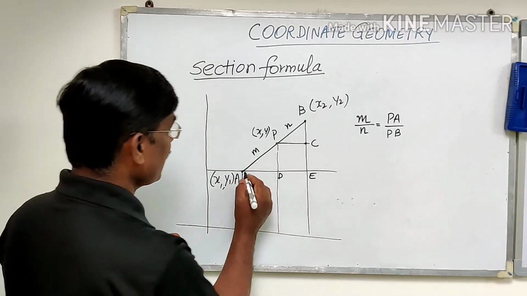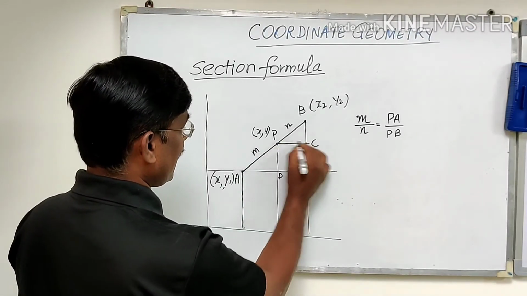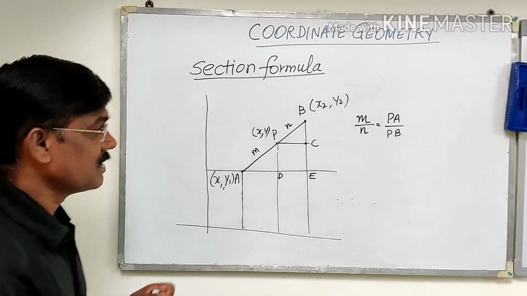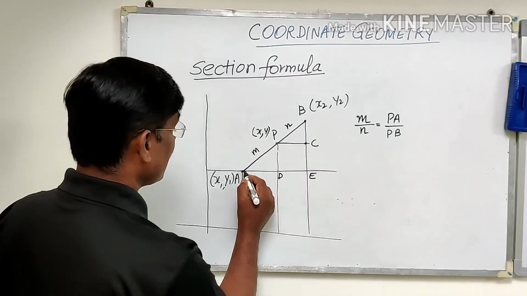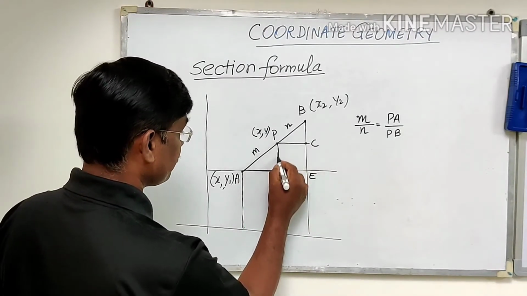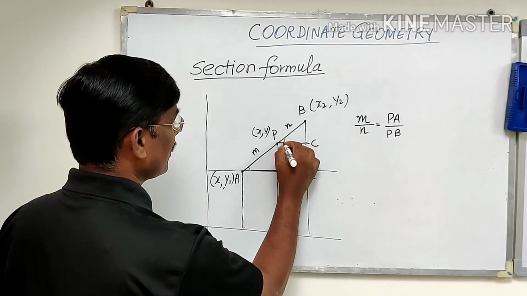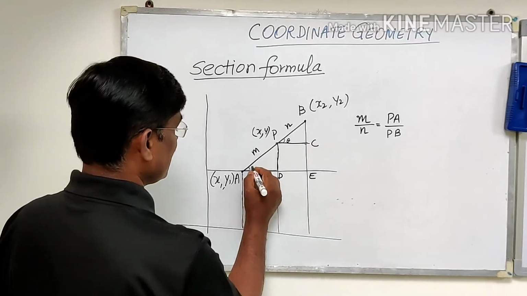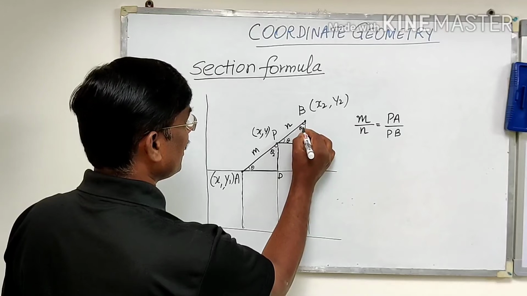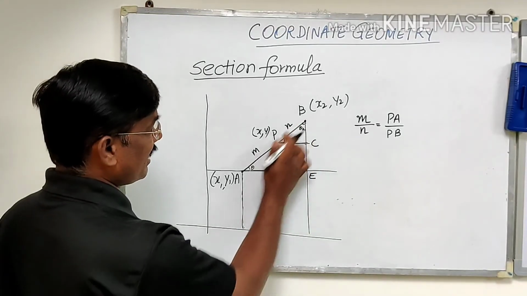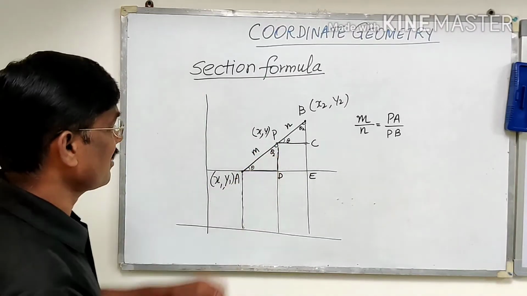Now you take these triangles, two triangles. They are similar triangles. Why is this a similar triangle? Because this angle is equal to this angle. This is theta, and this angle is theta 2. These two angles are equal. How do we say that these angles are equal?